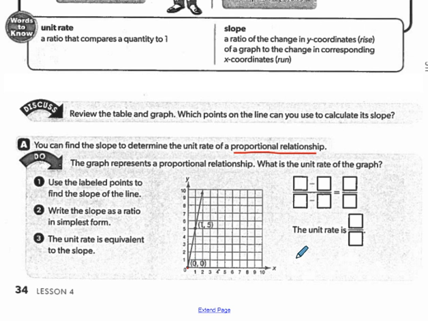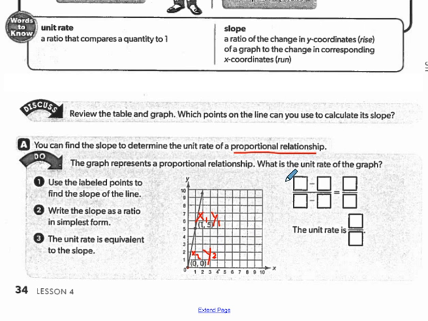So let's look down to this example. It asks us just to find the slope and to determine the unit rate of this proportional relationship. And just to review, proportional relationship means that the linear equation is a specific linear equation which goes through the origin, which this one does.